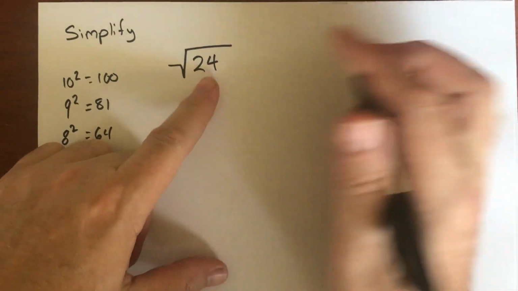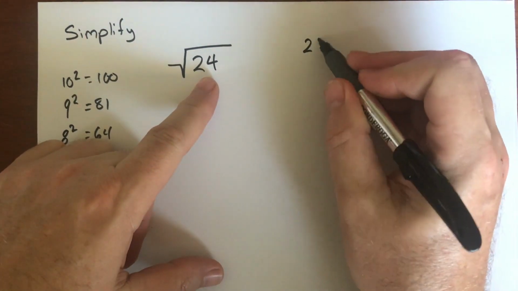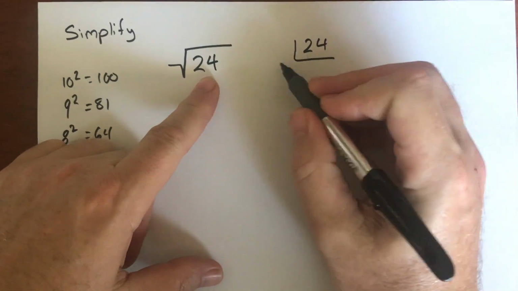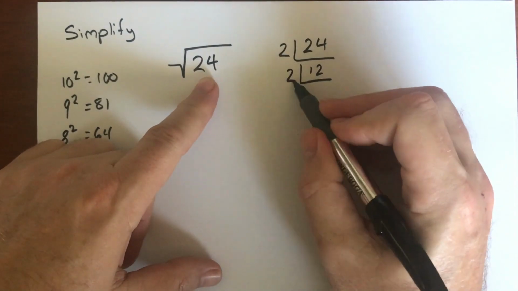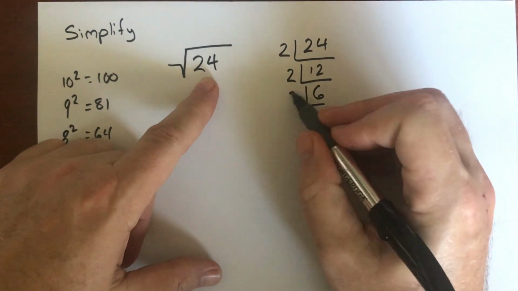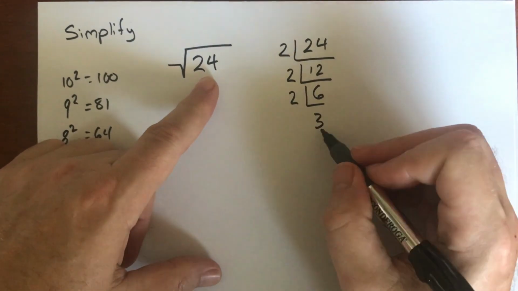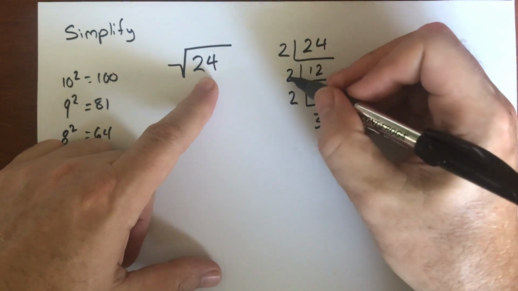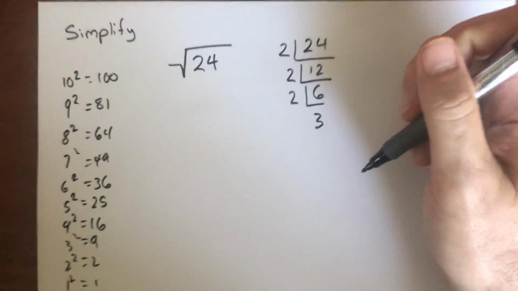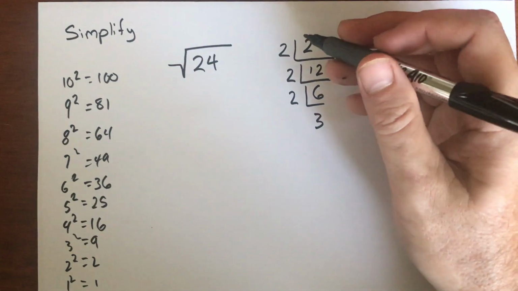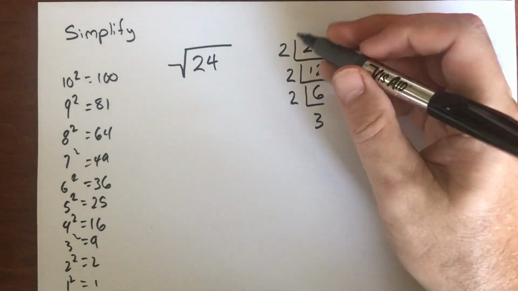Now, if you remember 24 factor charts back in the old days, you do a little tree. I can divide it by 2, and that becomes 12. I divide the 12 by 2, and that becomes 6. And I divide by 2 again, and I get 3. That's a prime number. These are the factors: 2 times 2 times 2 times 3. Now, that is the full factor tree. I don't want you to do that, because it's not what I want you to look for.